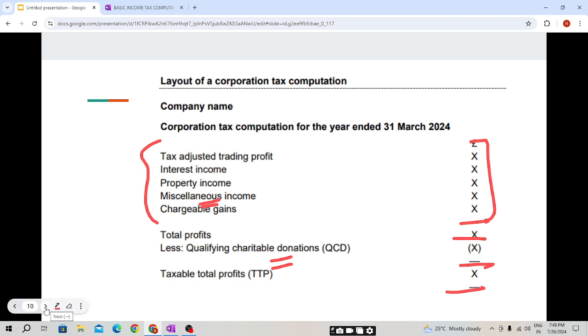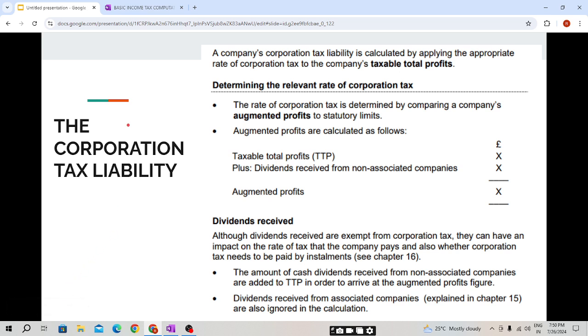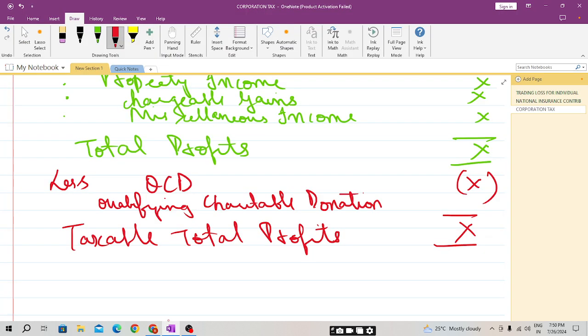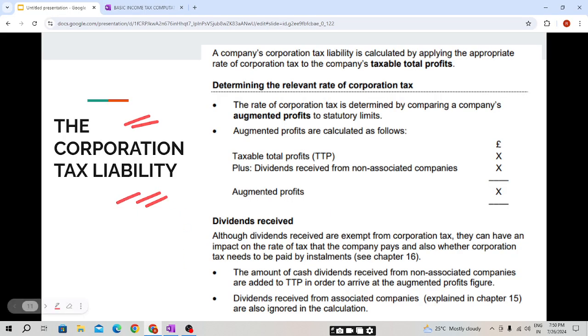Now moving to the next slide. Now we will be studying the corporation tax liability. What are the corporation tax rates? How will we calculate the corporation tax liability? As till now we have studied, the corporation tax is levied on the taxable total profits of the accounting period. Now we will be studying how to calculate the corporation tax liability.